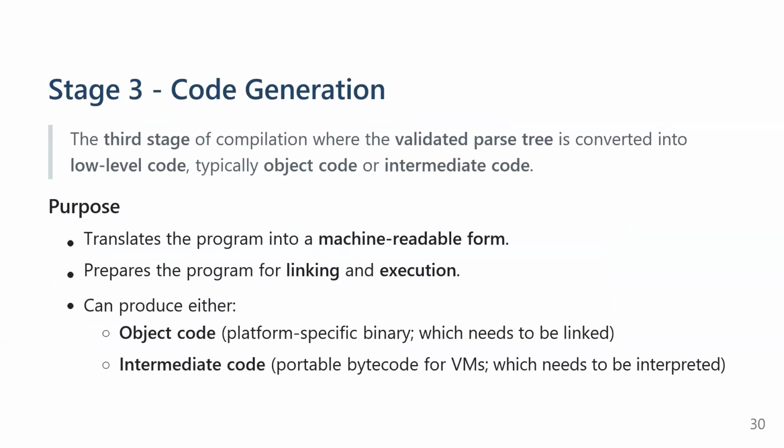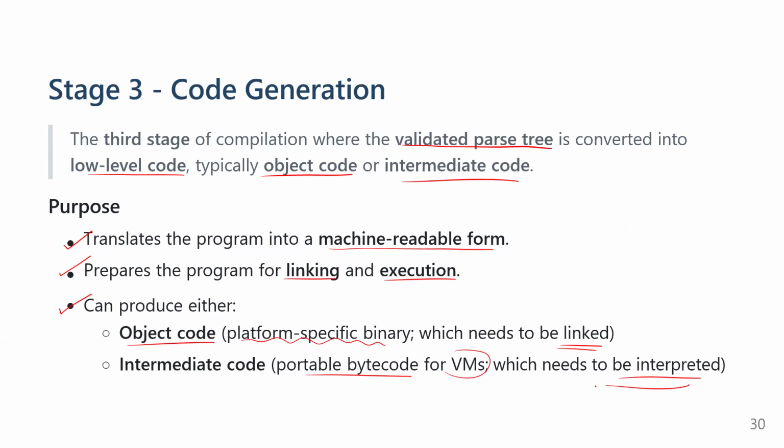Finally, we hit the code generation stage, stage number 3, which is the third stage of compilation, where the validated parse tree is converted to low-level code, which is typically object code or intermediate code. In this stage, we translate the program from the parse tree into a machine-readable form, and it prepares the program for linking and execution. And this stage can either produce object code, which is platform-specific binary, which needs to be linked, or it can produce intermediate code, which is portable bytecode for virtual machines, which then needs to be interpreted. Again, the route we use depends on the actual kind of programming language that is responsible for this task.